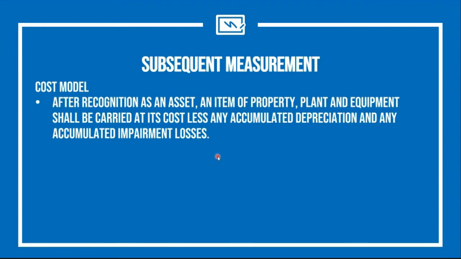So, let us first proceed with the definition of the cost model. Under the cost model, you are simply going to get the cost of the asset, and then there will be deductions for any accumulated depreciation and accumulated impairment loss. So, that's basically the carrying amount of the asset subsequent to initial measurement. You get the cost, you deduct depreciation and impairment losses.